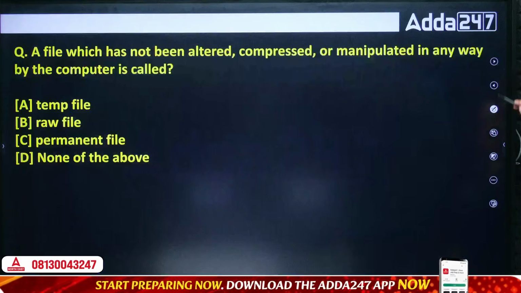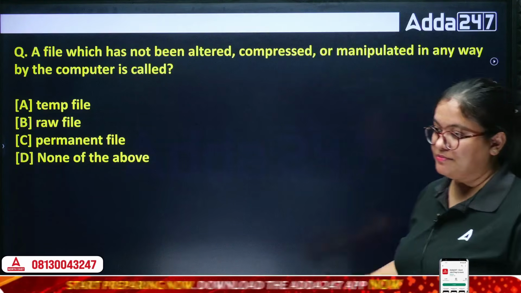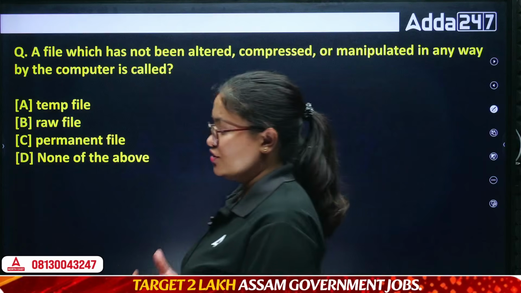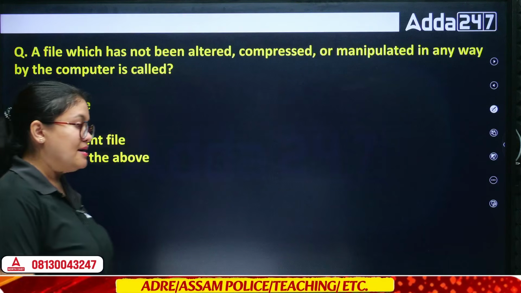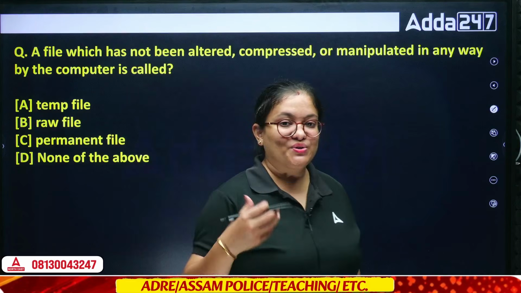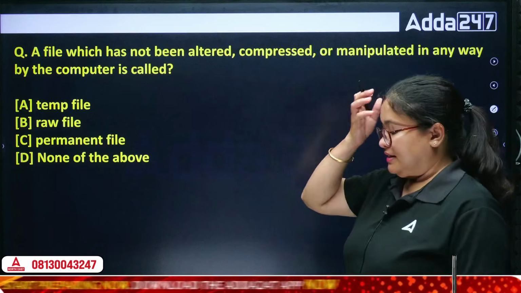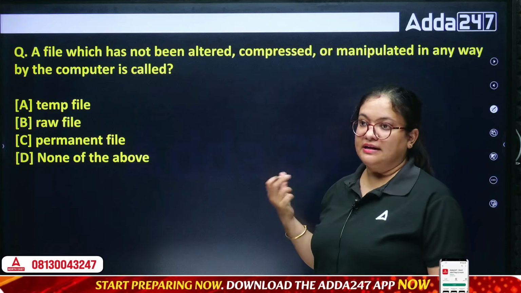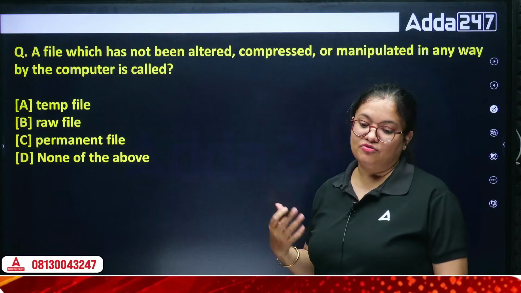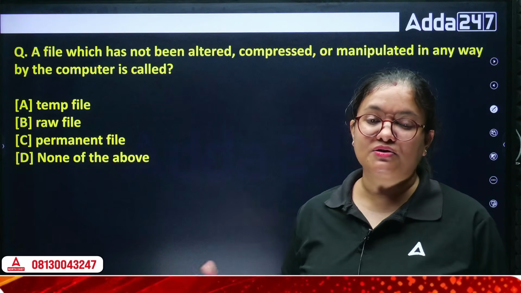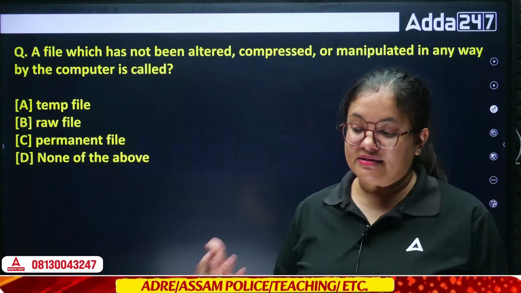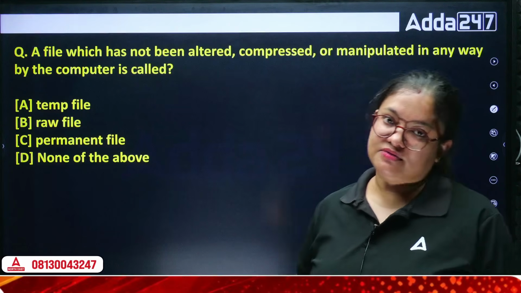Okay, so let's start with the first question. Whenever we talk about computer, I think it is important not only for the LDA exam; in all the exams, central or state, computer is an essential part, right? For the LDA exam, I think 50 marks are allotted for computer. I think there will be maximum questions from computer, because when we talk about the LDA post, most of the work done in that post is on the computer.